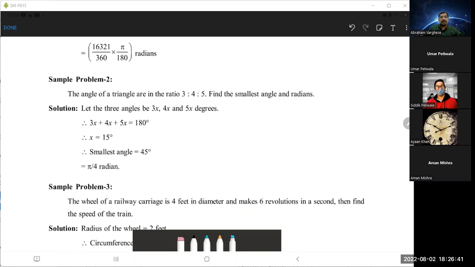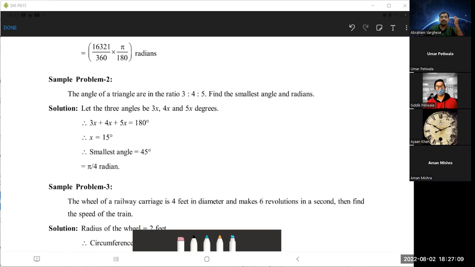The wheel of a railway carriage is 4 feet in diameter and makes 6 revolutions in a second. Per second, it makes 6 revolutions. Then what is the question? Find the speed of the train. So you know that speed means distance by time. So you have to find the total distance. It is given per second, so that distance per second will be the speed.